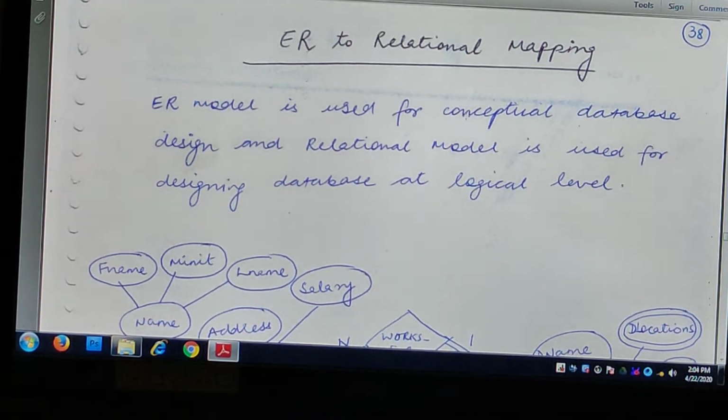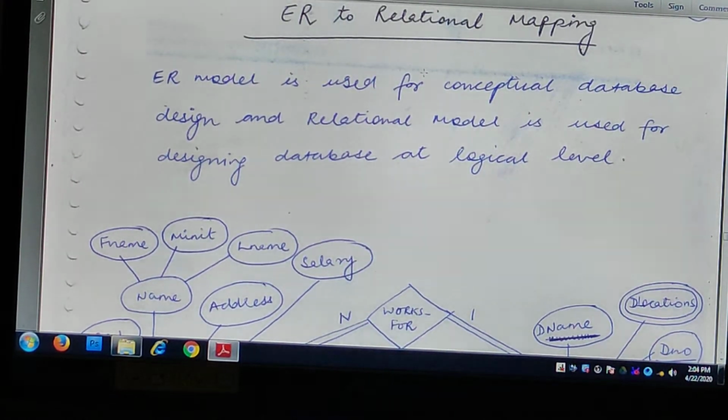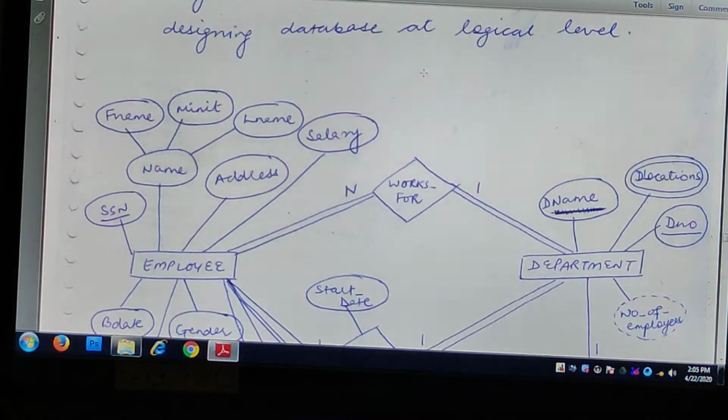This we show graphically on paper using the ER model. Once our ER model is ready, we convert it into the relational model, where we create the tables using the SQL query language. So the ER model is basically used for conceptual database design, and the relational model is used for designing the database at the logical level. We will be converting the ER model into relational schemas. So let's start with the ER model.